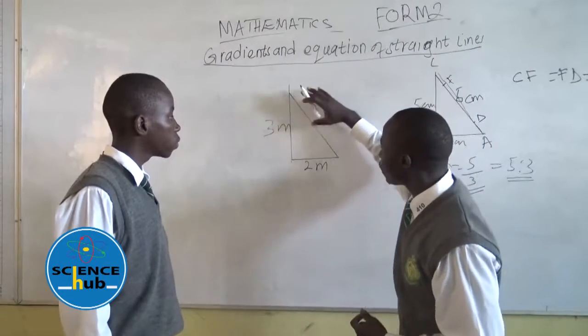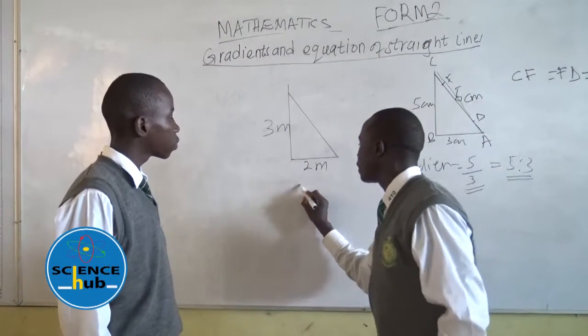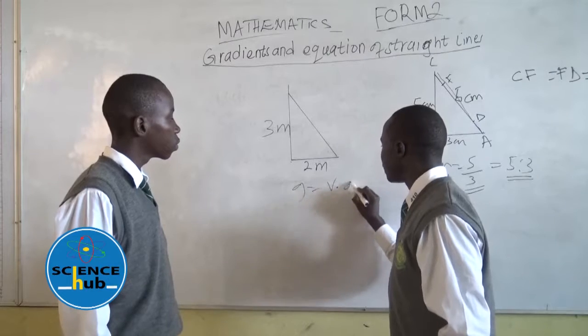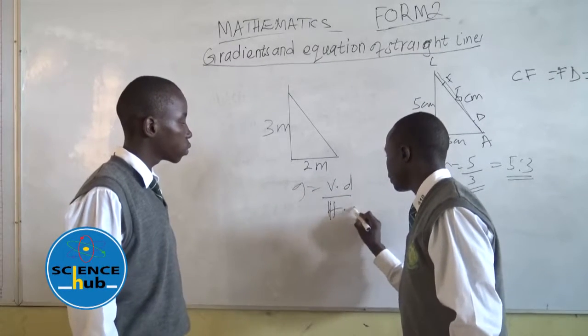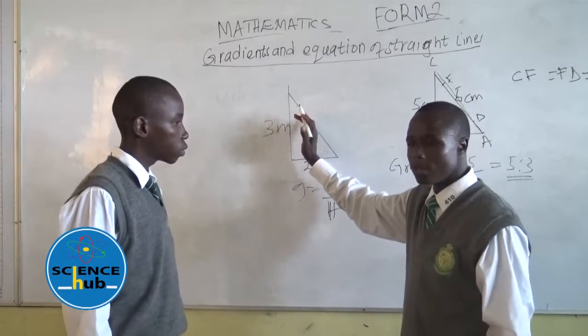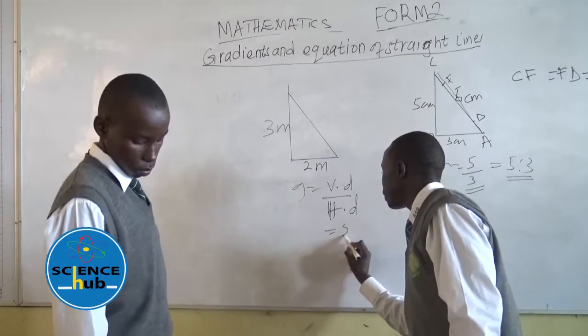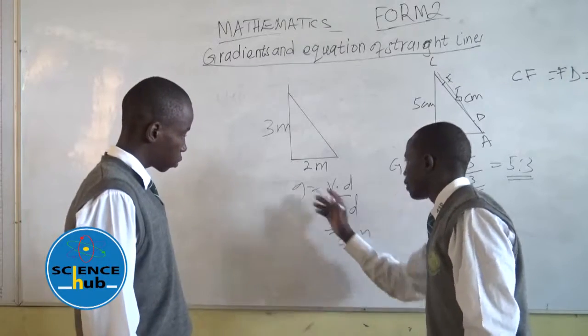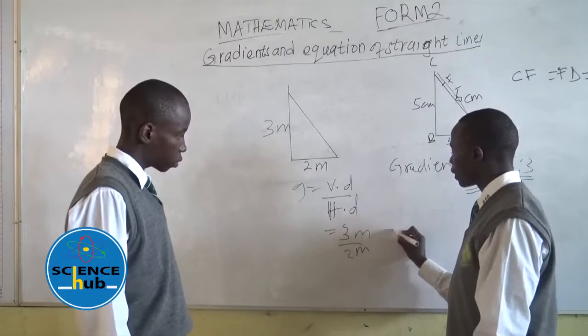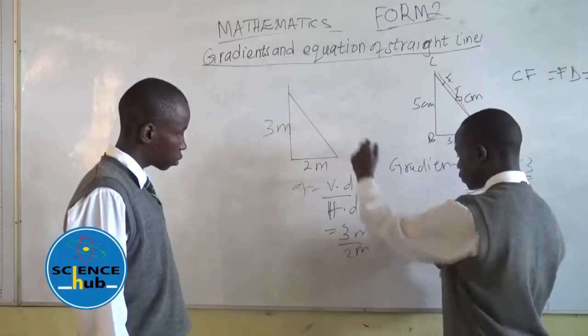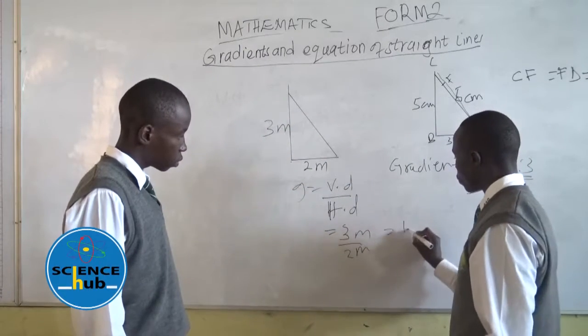The way you find the gradient of this one is gradient is equal to vertical distance all over horizontal distance. Vertical distance will have to be 3 meters, so it will be 3 meters all over the horizontal distance, that is 2 meters. 3 divided by 2, you will get the gradient of this ladder to be 1.5.